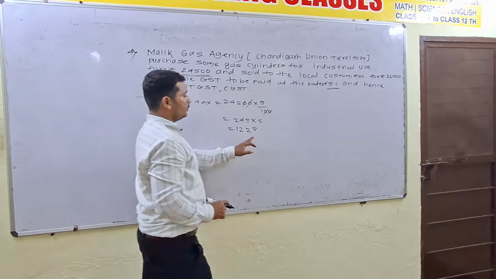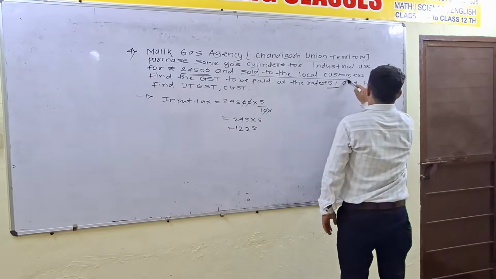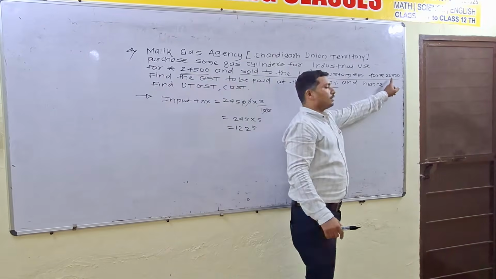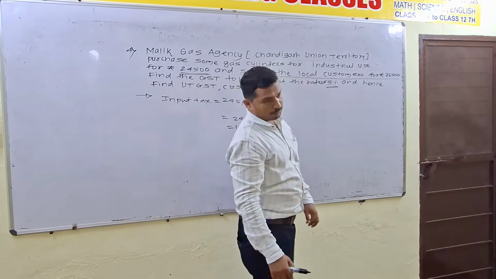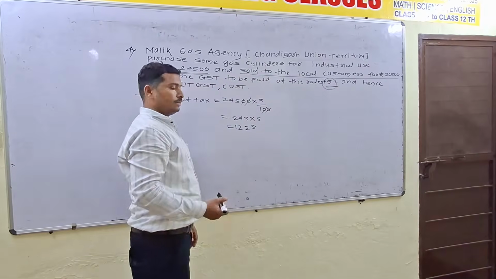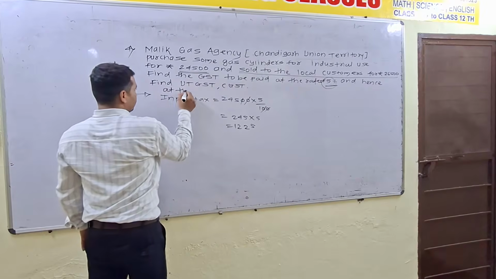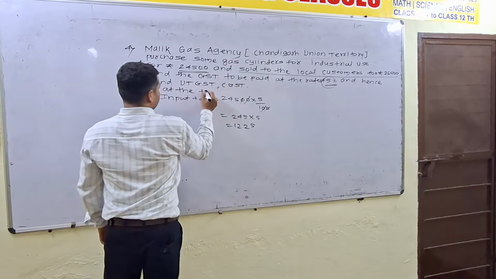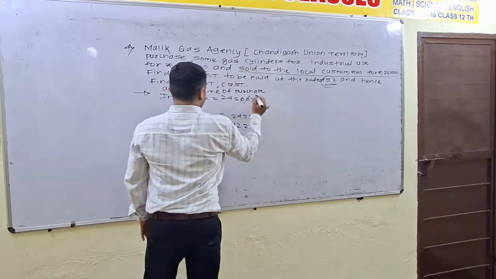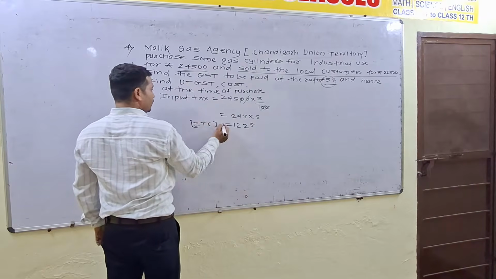Next, this cylinder was sold to local customers for rupees 26,500. The same GST is applied in both. So that is why I write here, at the time of purchase, that is input tax. Input tax credit, we call it input tax.